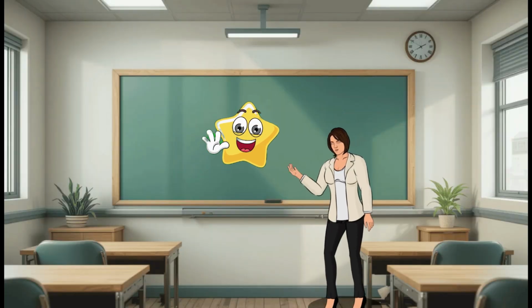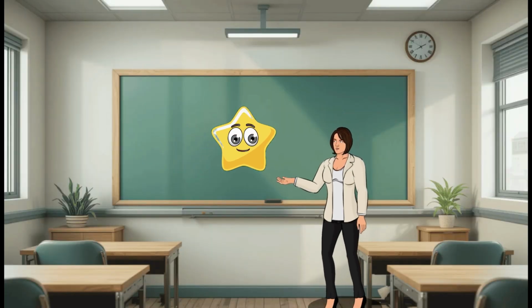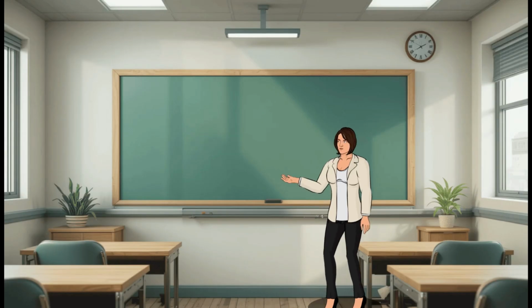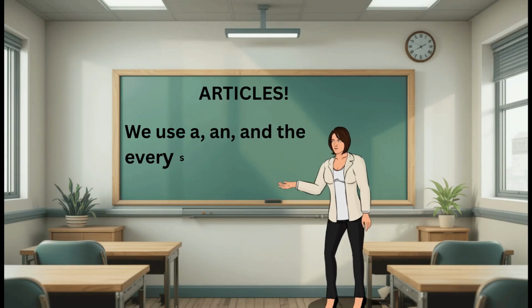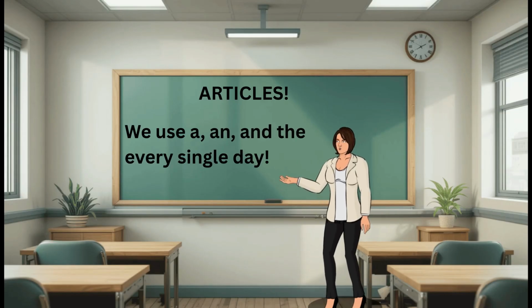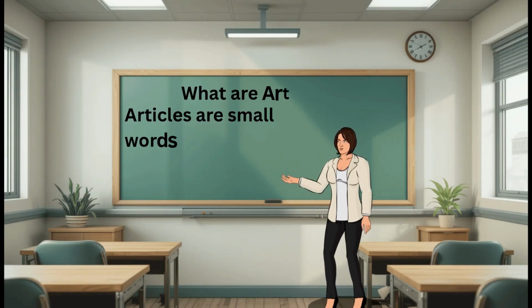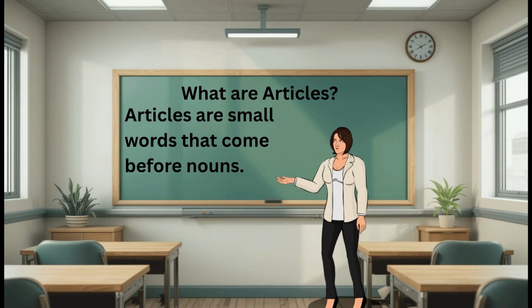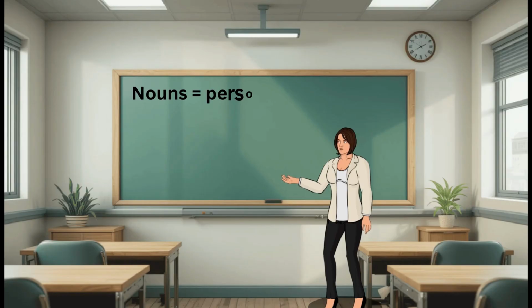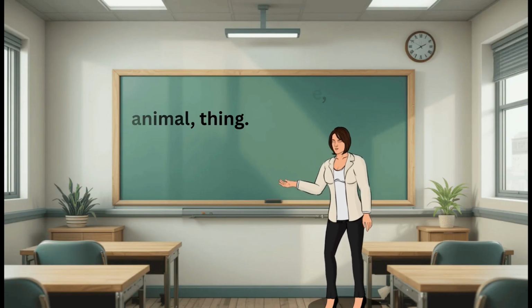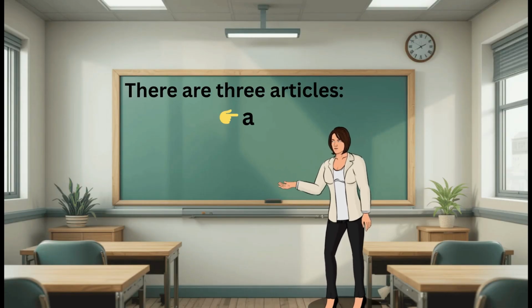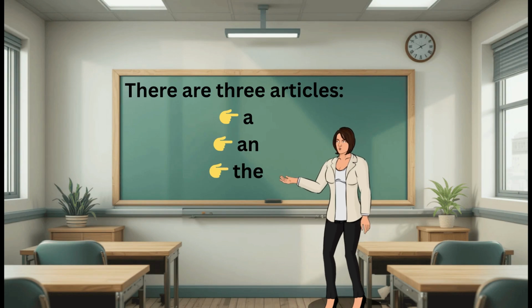Hello, little learners. Today we are going to learn something very important in English. Articles. We use a, an, and the every single day. Let's learn them in a fun and easy way. Articles are small words that come before nouns. Nouns equal person, place, animal, thing. There are three articles: a, an, the.